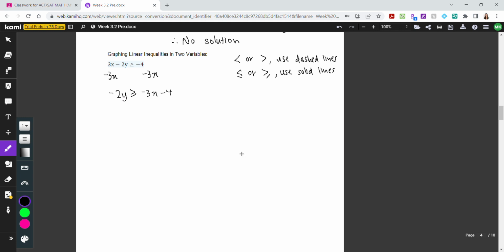Aha, see why we don't change the inequality sign? Because now we are going to divide everything by negative 2, which when we do that, we are going to see, look at that, the sign gets flipped. All right. And then from here, we would then get y is less than or equal to 3 over 2x plus 2. And then from there, we are going to quickly graph our inequality.